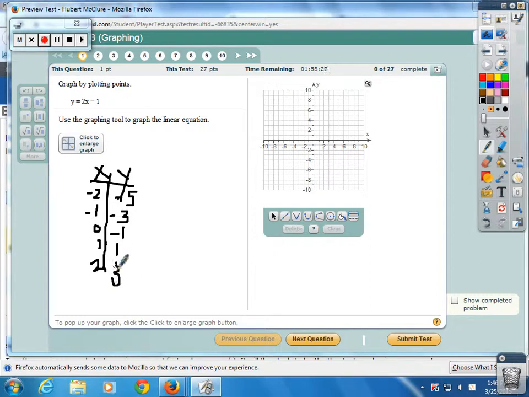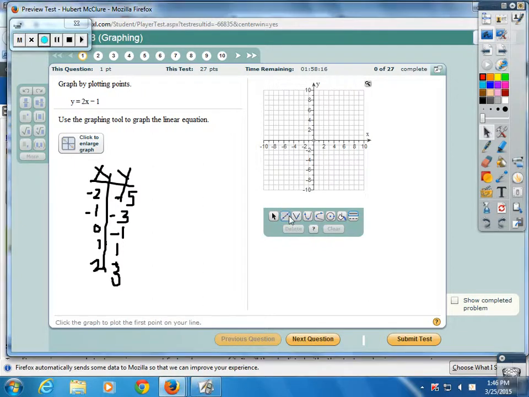Now you go over to your handy dandy graph, and it may ask you for 1 point, it may ask you for 5. I don't know. Hit the straight line. It says line tool. And it's going to ask you to plot points. I'm going to pick 2 points because most of the time it just wants 2 points. I'm going to pick -2 and -5, and then I'm going to pick 1 and 1. Bet you it's right.